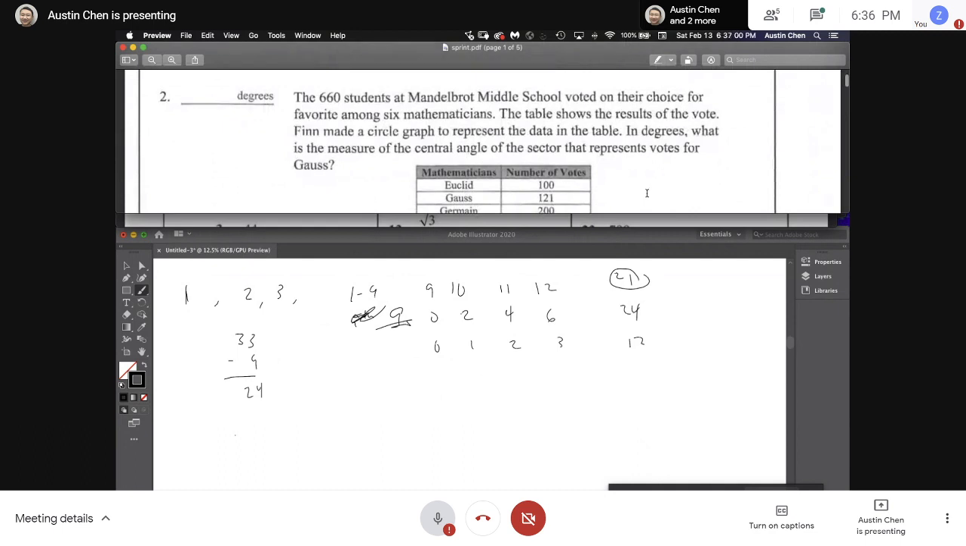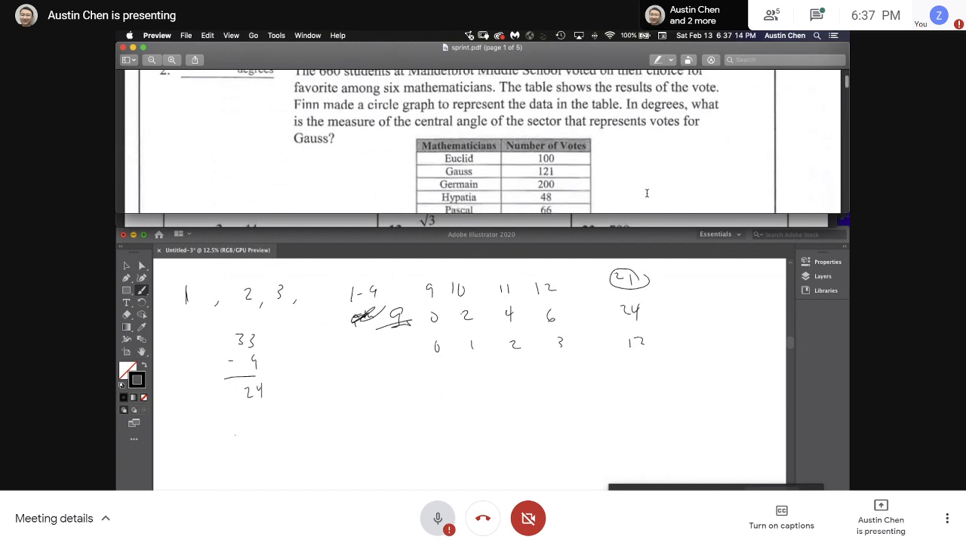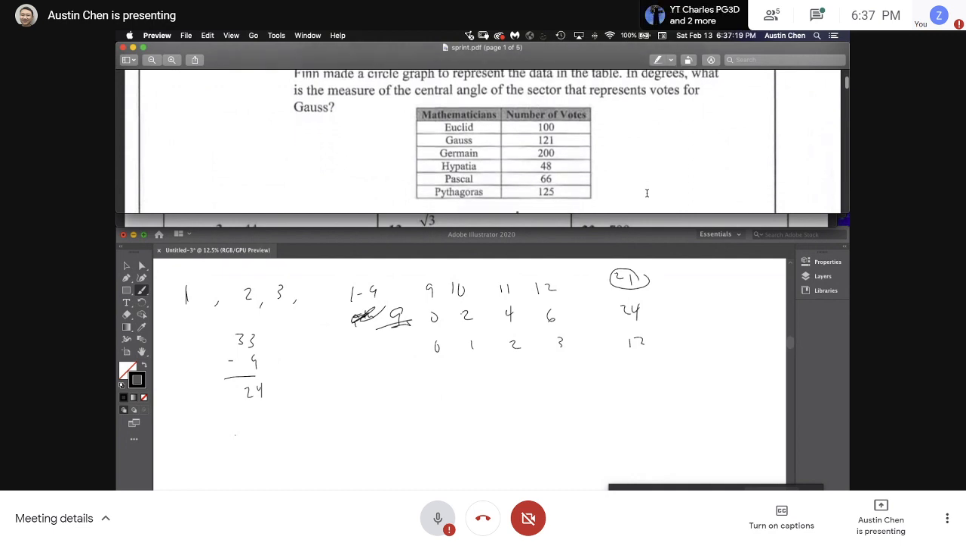Okay, number 2. The 660 students at Mandelbrot Middle School voted on their choice for favorite among 6 mathematicians. The table shows the results of the vote. Finn made a circle graph to represent the data in the table. In degrees, what is the measure of the central angle of the sector that represents votes for Gauss?